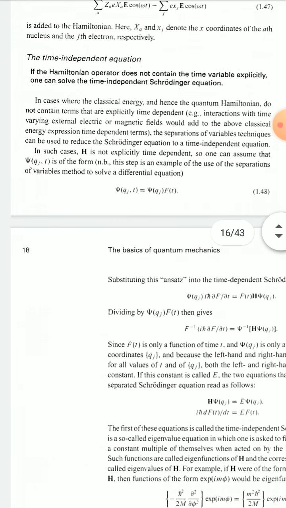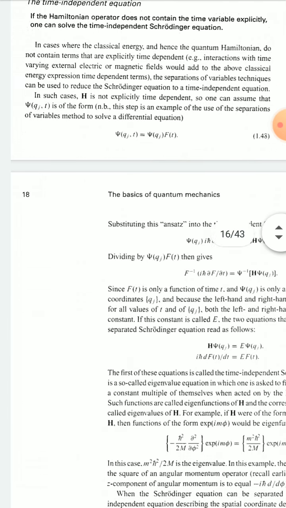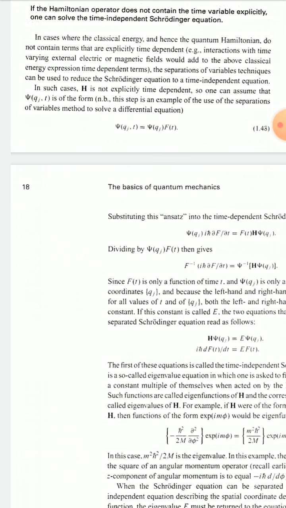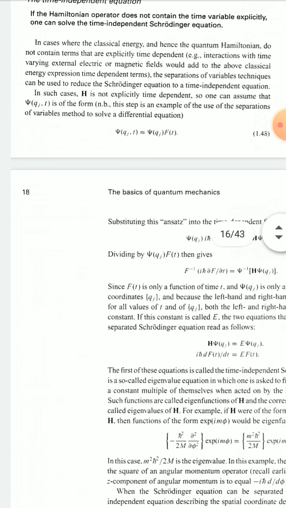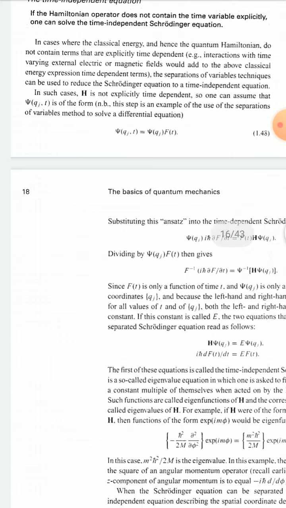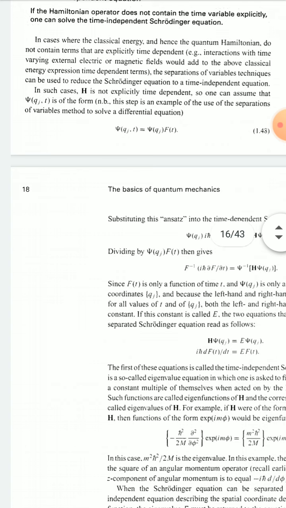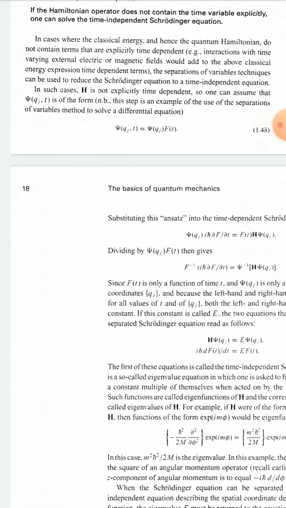Now we discuss the time independent equation. If the Hamiltonian operator does not contain the time variable explicitly, one can solve the time independent Schrodinger equation. In cases where the classical energy, and hence the quantum Hamiltonian, do not contain terms that are explicitly time dependent, the separation of variables technique can be used to reduce the Schrodinger equation to a time independent equation.